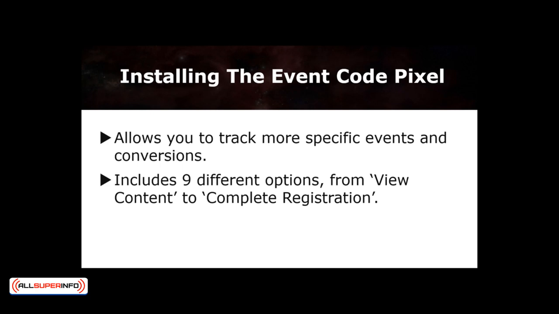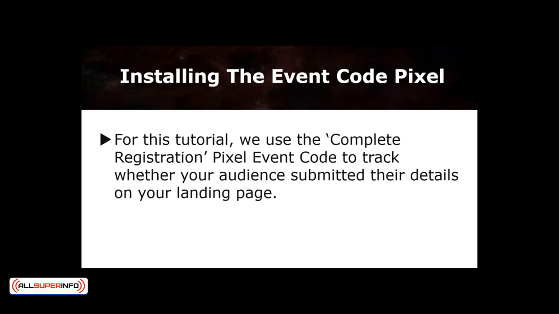The event code allows you to track more specific events and conversions, where it is included 9 different options from view content to complete registration. For this tutorial, we'll be focusing on tracking whether your audience submitted their details on your landing page, where we will utilize the complete registration Pixel event code.